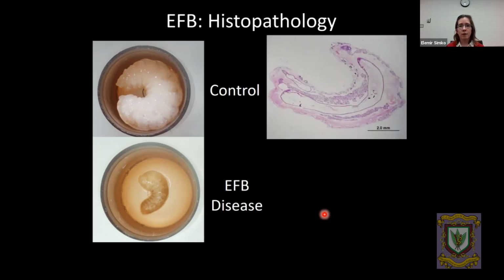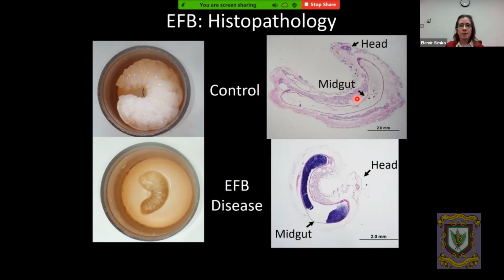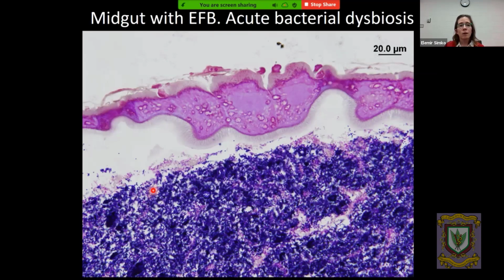On histology of these larvae, you can see the control larva has a midgut, which contains a moderate amount of ingesta. In contrast, the diseased larva contains a midgut full of gram-positive bacteria on this gram stain. If we look more closely at the midgut of this infected larva, you can see that there are a myriad of gram-positive cocci, representing an acute bacterial dysbiosis. In contrast to American foulbrood, European foulbrood does not result in septicemia, and the bacteria are not able to penetrate the midgut epithelium and remain confined to the midgut.